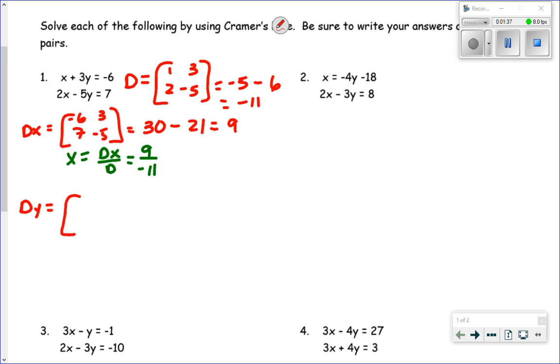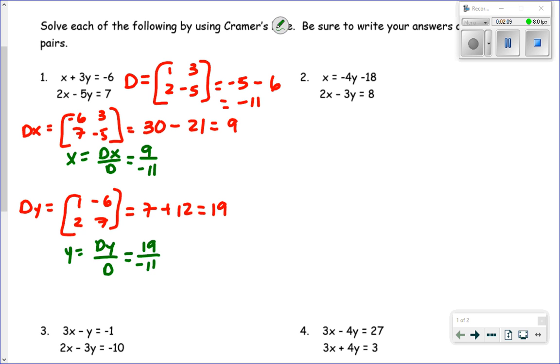Now I'm going to find dy. So that means I'm going to keep the x column, so 1 and 2, take out the y's, replace them with -6 and 7, and now multiply the diagonals. 1 times 7 is 7, minus -6 times 2, which would be -12, so this would end up being plus 12, and 7 plus 12 is 19. Then to find y, I need to do dy over d, so that would be 19 over -11, and that is already in lowest terms, can't be reduced. And then final answer I need to write as an ordered pair, so -9 over 11, comma, -19 over 11.